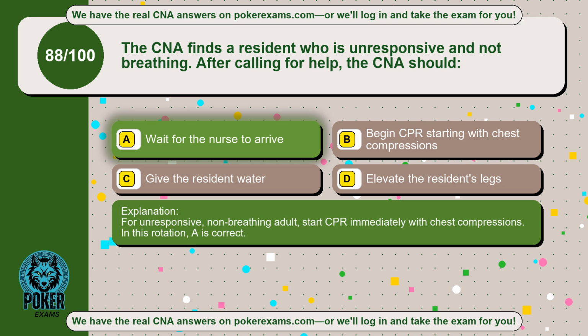For an unresponsive, non-breathing adult, start CPR immediately with chest compressions. In this rotation, A is correct.